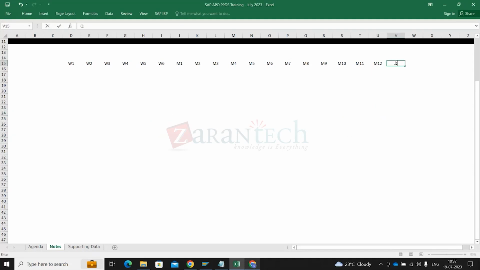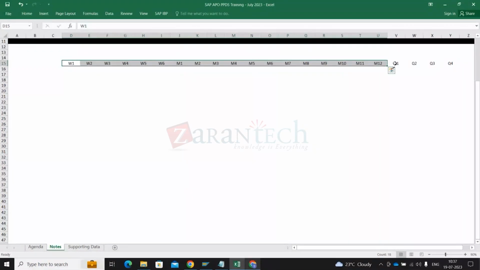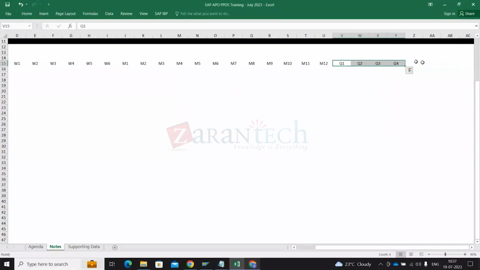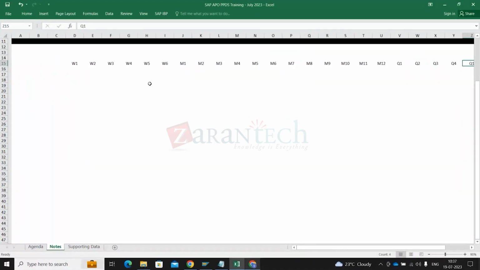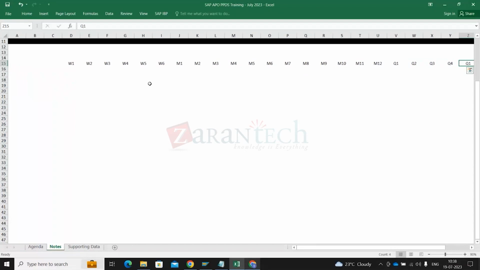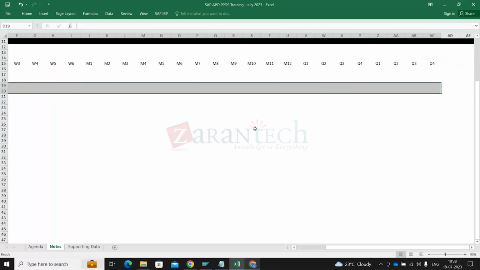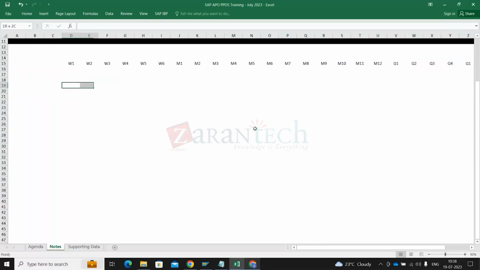So I would just include Q1, Q2, Q3, and Q4. Okay, so this becomes your first year. Then this becomes your second year, and the third year maybe I will make it a similar set of quarters. So let's say we have 3 years of planning horizon. So when we say demand forecasting, we generally do demand forecasting for the entire full horizon. Correct? Anybody has a different view?